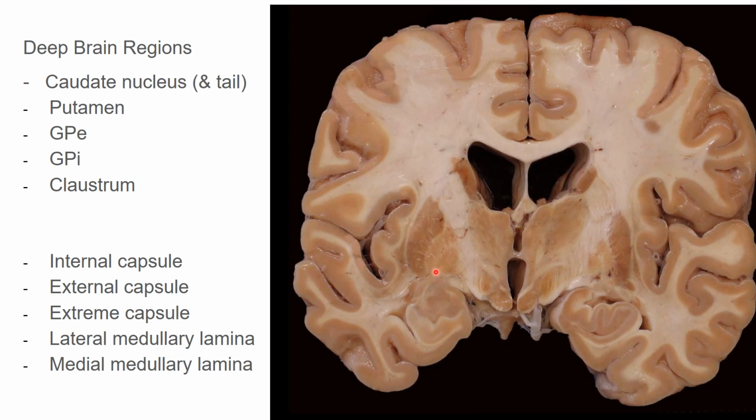Okay, so going through these all one more time really briefly, because these are definitely going to be tested. This is the body of the caudate nucleus, putamen, globus pallidus externa, globus pallidus interna, claustrum. So those are your gray matter areas. Then your white matter: internal capsule, external capsule, extreme capsule. Then you have your lateral medullary lamina and your medial medullary lamina. And that should take you through a general overview of the gray and white matter from this particular cross-section.